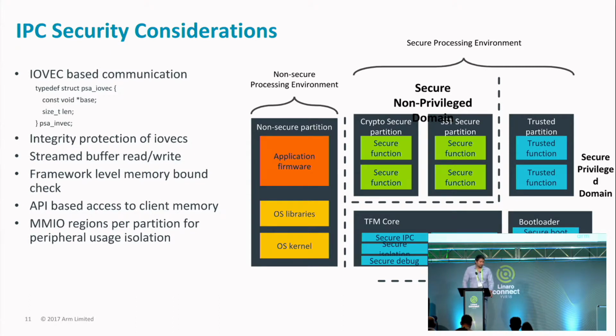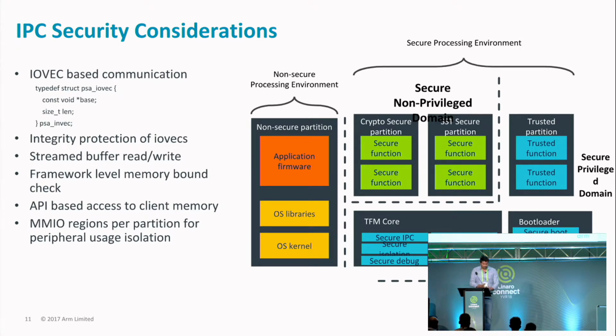After that, the validation happens after the IOVECs are integrity protected. What that means is they are essentially copied into the secure domain, into the privileged code. This is to prevent time-of-check to time-of-use attacks, where after verification of the IOVECs, if the malicious entity goes and changes the content of the buffers, the rest of the framework and the called service is protected against those malicious changes in the background.